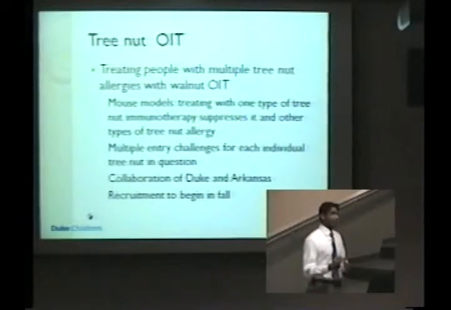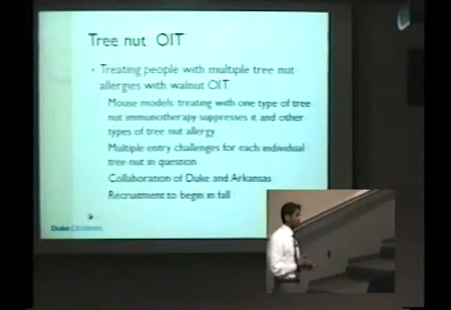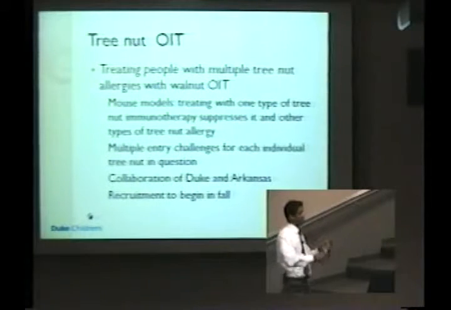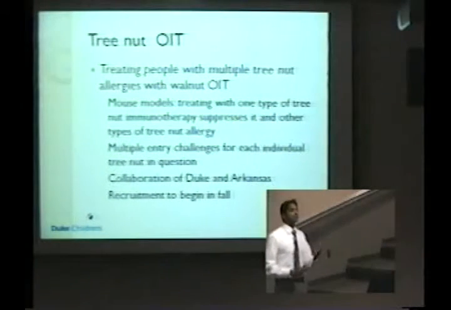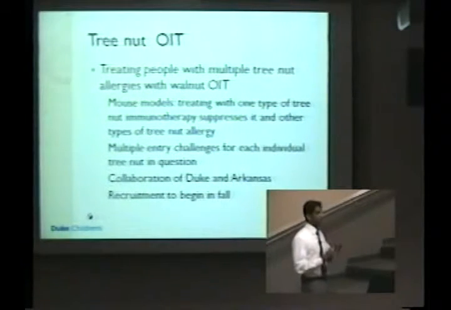Tree nut oral immunotherapy. This is sort of the next generation. A lot of people have multiple tree nut allergies. We want to take those people, if they have a walnut allergy and, let's say, an almond allergy, and treat them with walnut oral immunotherapy, walnut powder, and see if it suppresses not only the walnut reaction but also the almond reaction.